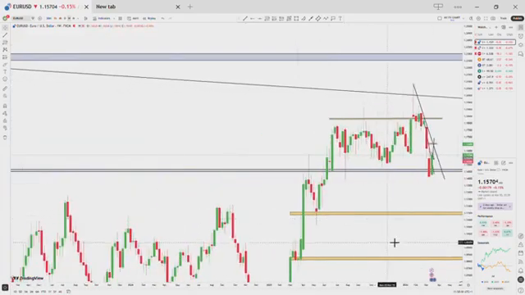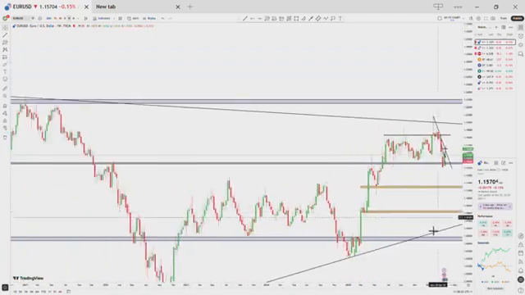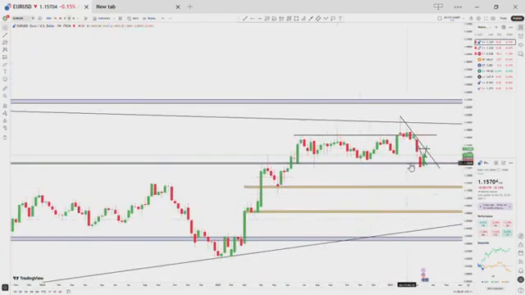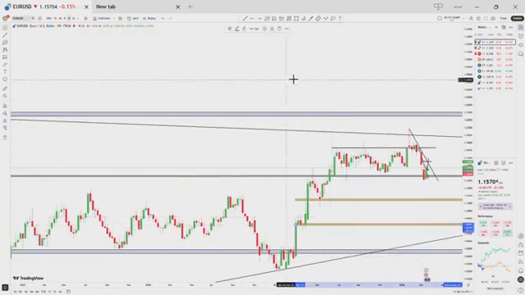What was my initial analysis on Euro USD? Very simple. Euro USD to break out of this major support level to the downside, and this is going to be the next level for Euro USD, which is going to be this yellow bar. Alright, let me take away this guy.